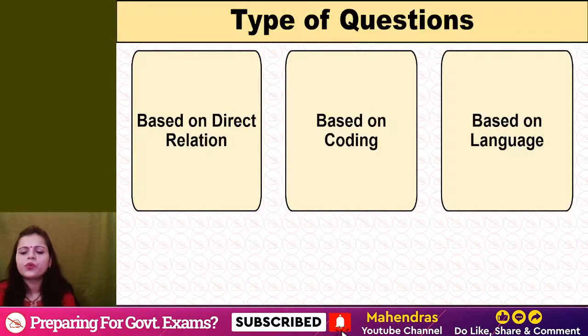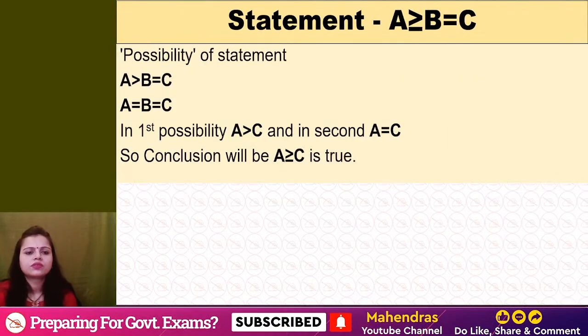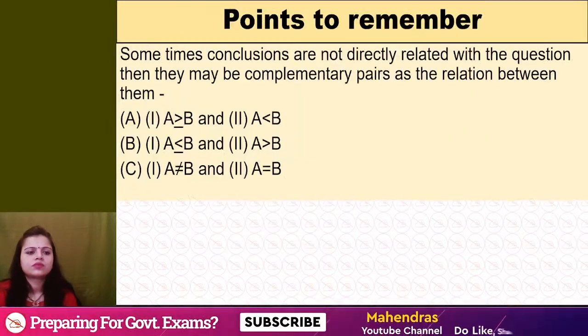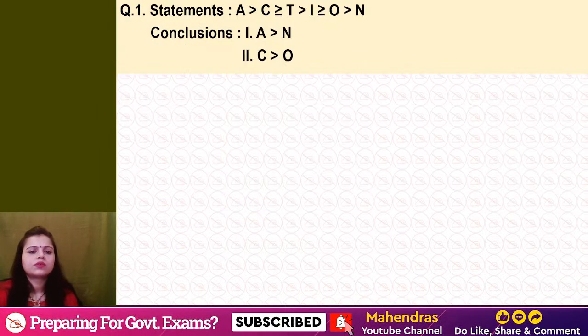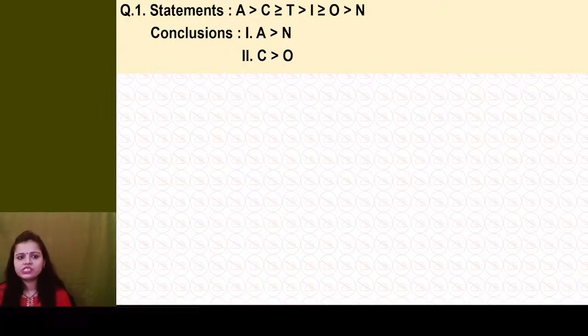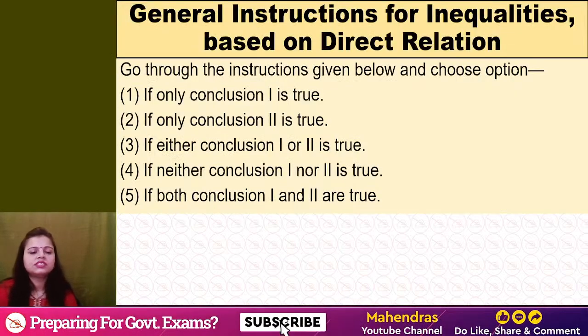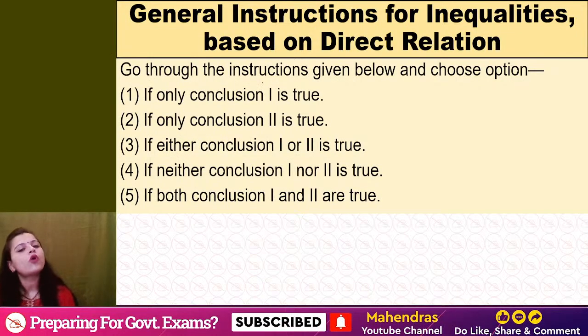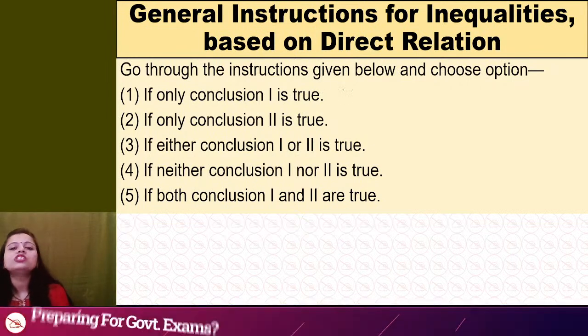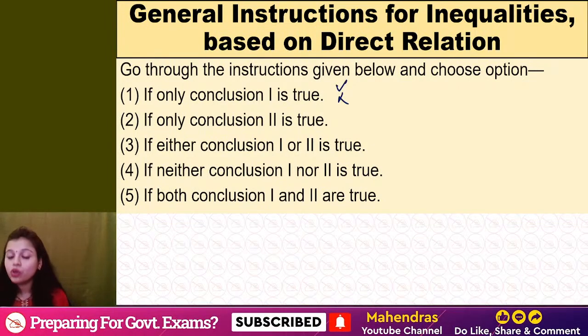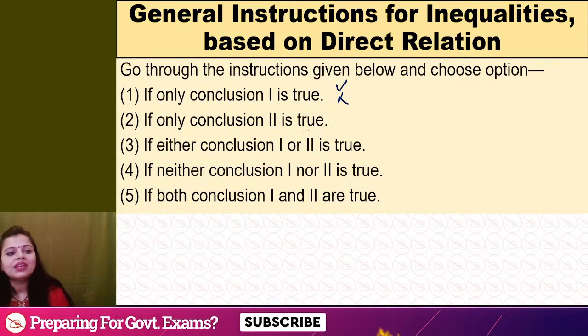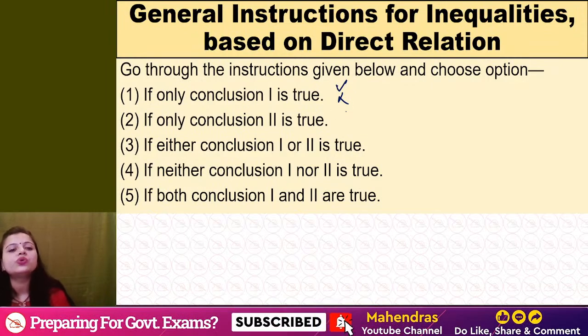Let's go for some more questions. Now just tell me what is the answer to this question. Before this, just see the options. If only conclusion 1 is true: if one is right and the second one is wrong, then your answer will be only conclusion 1 is true. Next one is only conclusion 2 is true. That means if the first one is wrong and the second one is right, your answer will be only conclusion 2 is true.